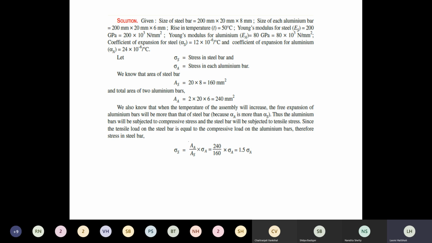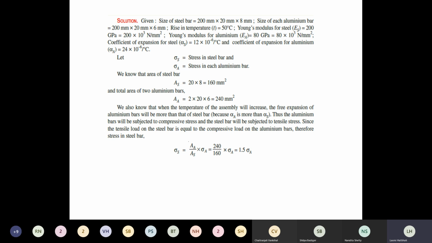Now after this we know sigma s As is equal to sigma a into Aa. So use this condition. We have derived this actually. The load in aluminium is equal to the load in steel; compressive force and tensile force we have equated in the previous procedure. Hope you remember that. So in general I can write sigma s As is equal to sigma a into Aa.